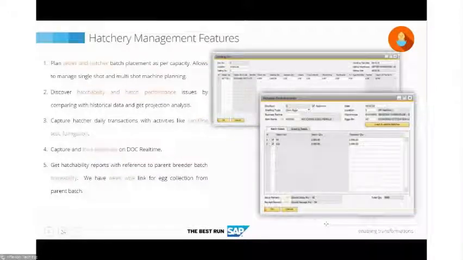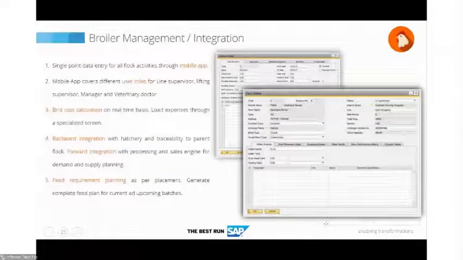Again, there are various reports in hatchery for the daily cost calculations, as well as reports like hatchability, which are periodically generated for checking the flock performance. In the next slide, we'll see the integration or broiler module. Again, we have two types of activities covered in this. Whether it's contract farming or own farming, we can manage farms accordingly. We have a very strong mobile application which works across breeder and broiler as well, to capture all on-field activities. So the supervisor can directly enter the data from the field itself.